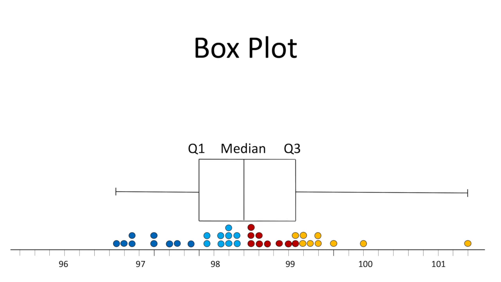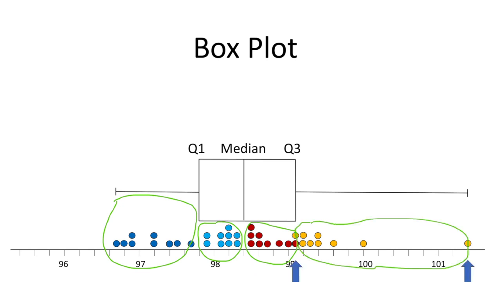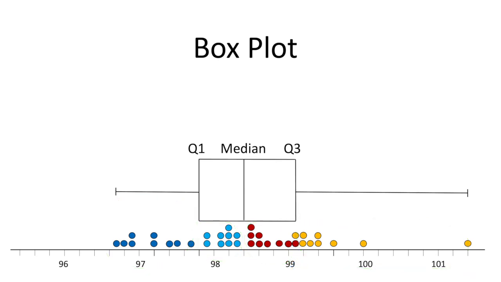Now a little bit of interpretation. Below the first quartile, that data there represents 25% of the data, or a quarter of the data set. Then we have the other quarter of the data set between Q1 and the median, and then another quarter of the data points between the median and Q3. And then finally, the last quarter of the data set between Q3 and the maximum. Another important measure that we can see from the box plot is the interquartile range, which is basically the size of the box. Our box here goes from 97.8 to 99.1, so our interquartile range is 1.3.